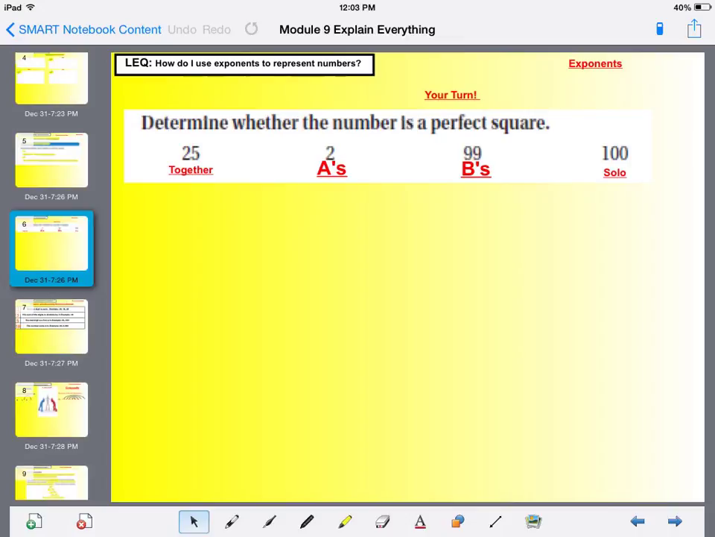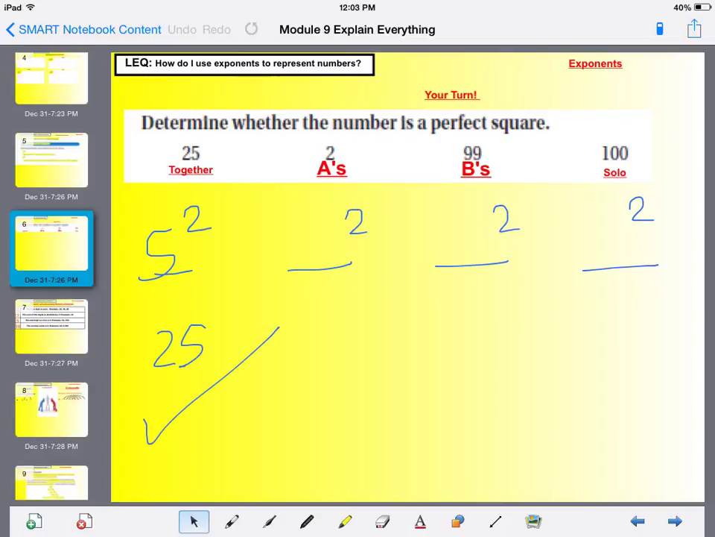In determining whether these numbers are perfect squares, we're thinking about putting a base number that when we square it, we will get that number. So let's try 25. I know that if I do 5 squared, I do get 25, and so yes, 25 is a perfect square. Now 2 is not a perfect square because if I do 1 squared, 1 times 1 is 1. If I do 2 squared, 2 times 2 is 4, and so 2 is not a perfect square.